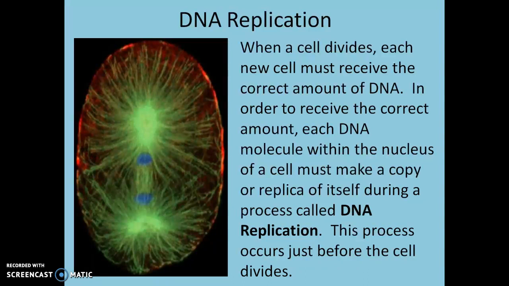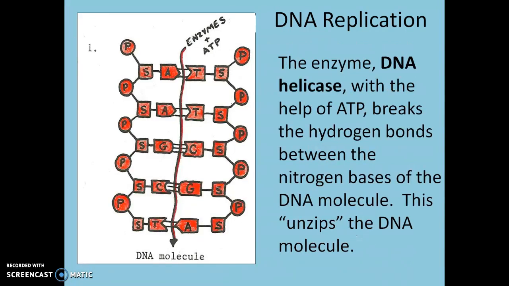So every cell needs a copy of the DNA, and your body is constantly making new cells, and each one of those new cells needs DNA, and the process of making DNA for those cells is called DNA replication. This process will occur right before cell division, which we'll talk about next chapter.